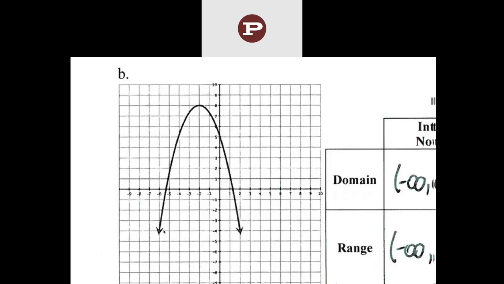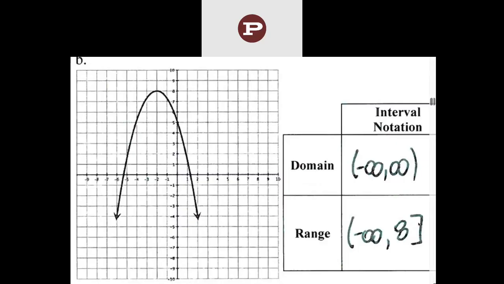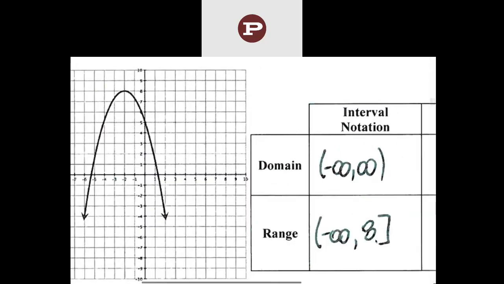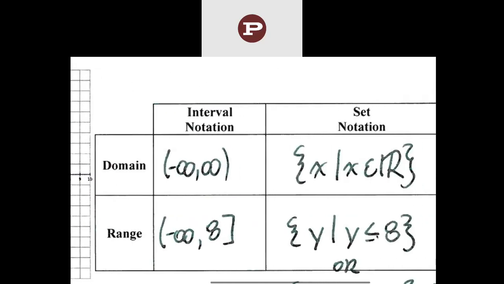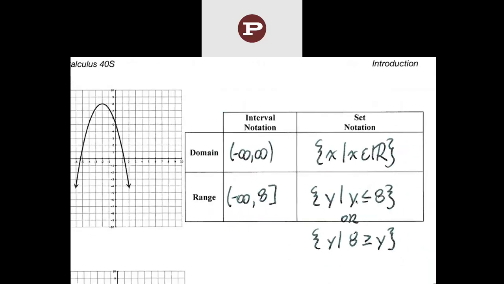And then for the range, we go from negative infinity at the bottom up to 8. Okay, remember that if it's a line, we're going to include it. So that means a square bracket, negative infinity up to 8. And then we'll just say that y is less than or equal to 8. Okay, so no infinities in set notation, just y is less than or equal to 8.